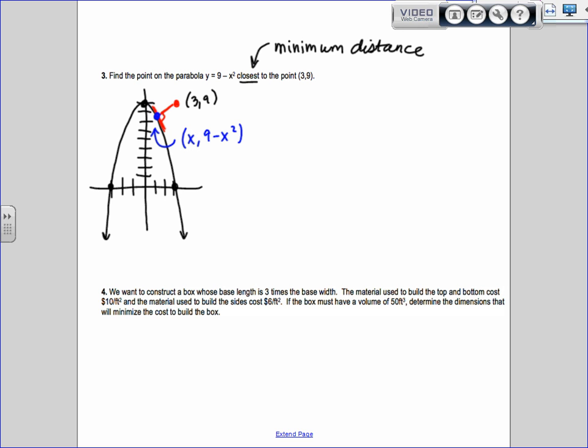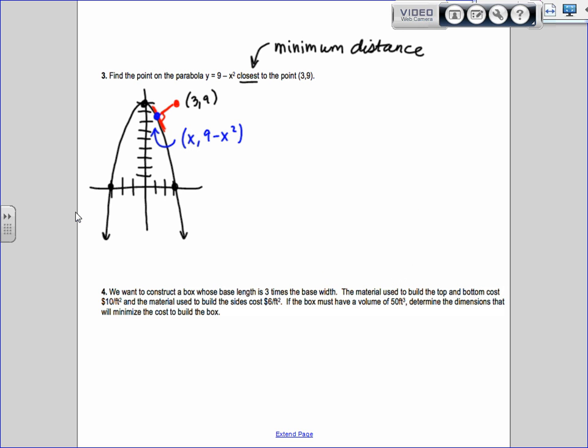Like if I asked you (1, something) is on this parabola, what would you do to find the y value? You would plug into the equation. So you'd have 9 minus 1 squared. It would be 8, right? So if I have x, then the y value is 9 minus x squared.